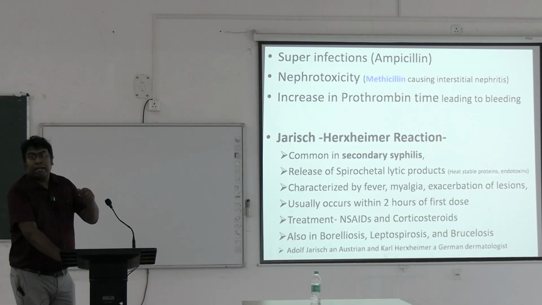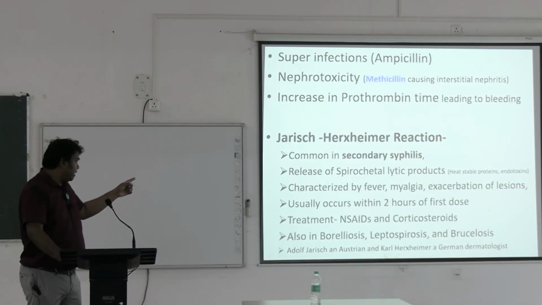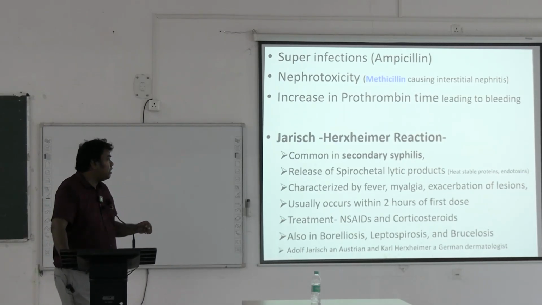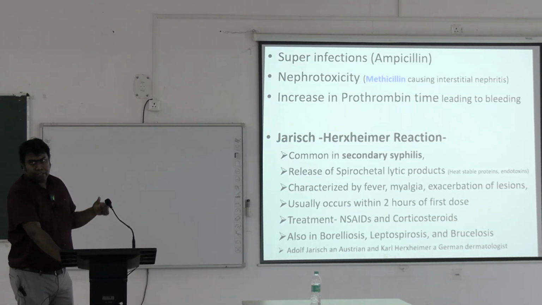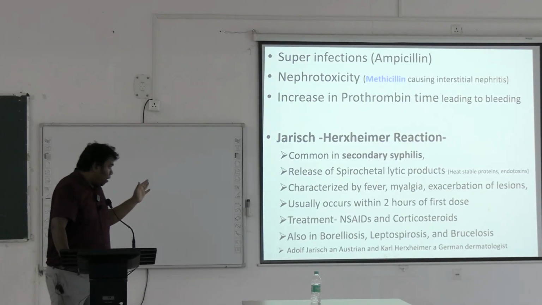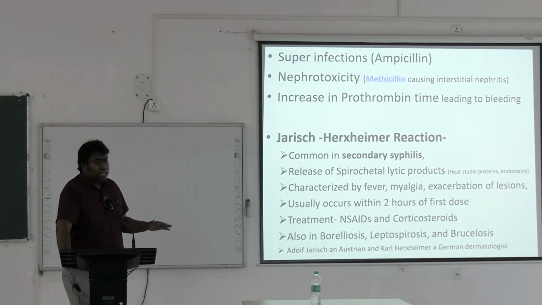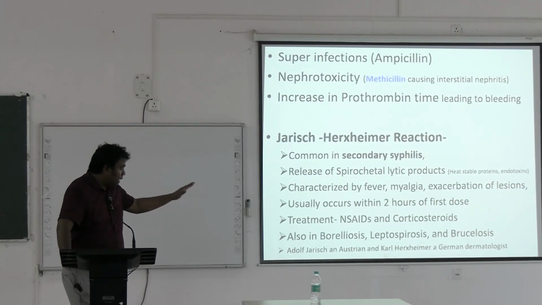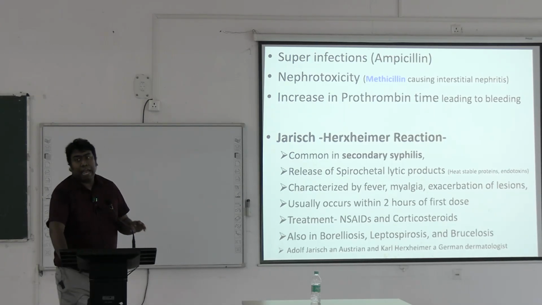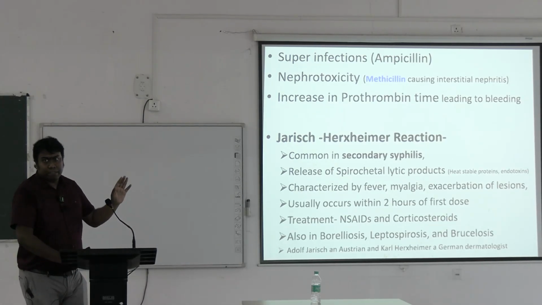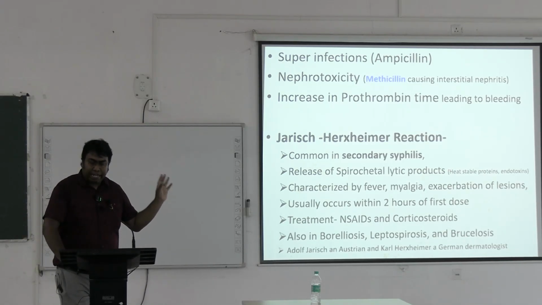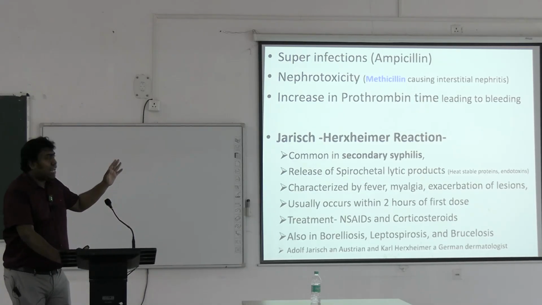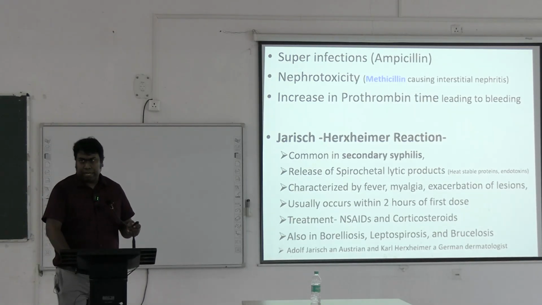Lesions means there are lesions due to the spirochete. This lesion will be exaggerated. It usually occurs within 2 hours of the first dose. Treatment is steroids and NSAID. Not only the spirochetes but also borreliosis, leptospirosis and brucellosis can cause this type of Jarisch-Herxheimer reaction. These are the names of two scientists, Jarisch from Austria and Herxheimer, a German scientist.